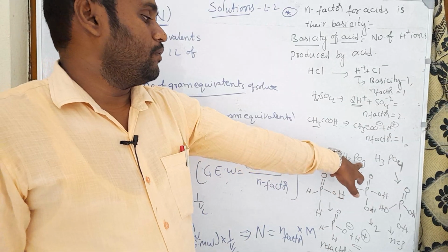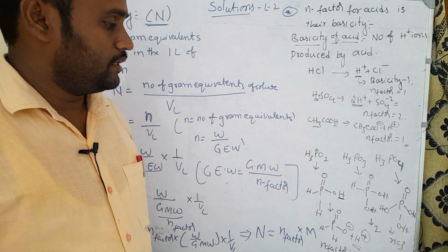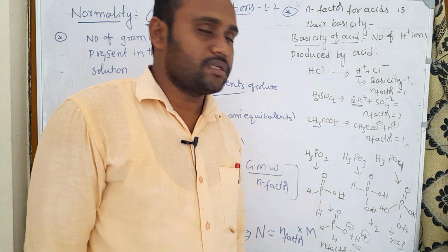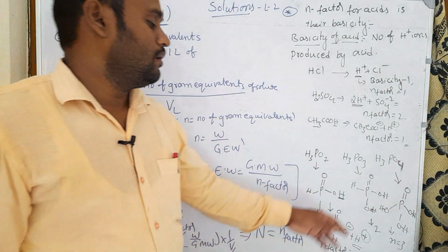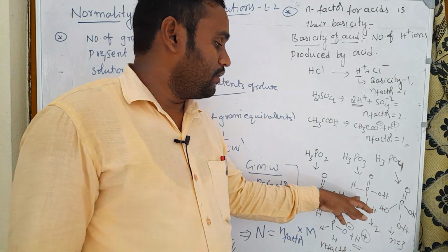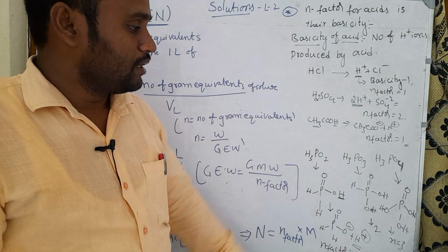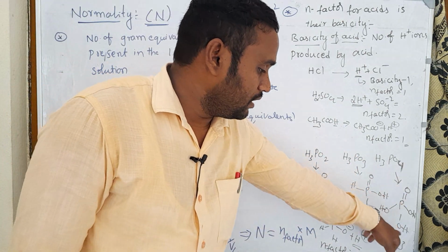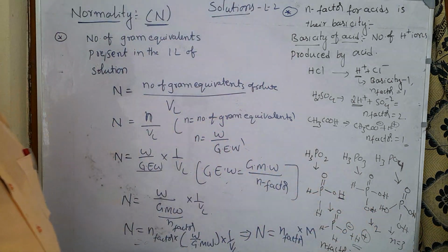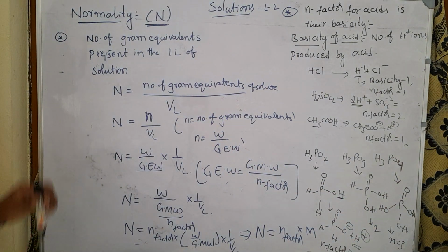And in H3PO3, phosphorus acid, 2 hydrogens are connected to oxygen, so it can produce 2 H plus ions. One hydrogen is directly connected to phosphorus and is not going to cleave, so its n factor is 2. In H3PO4, 3 hydrogens are connected to oxygen and these 3 hydrogens are replaceable, hence its n factor is 3. So this is about the n factor of acids. Next, let us discuss n factor for bases.